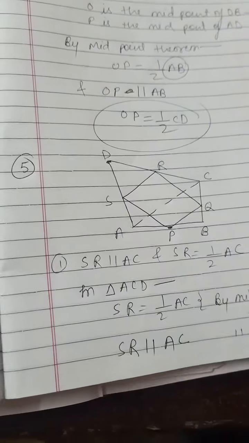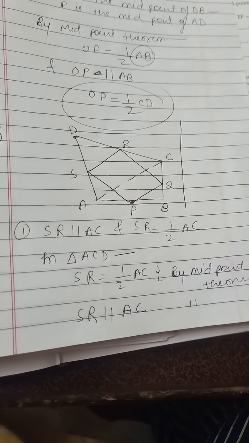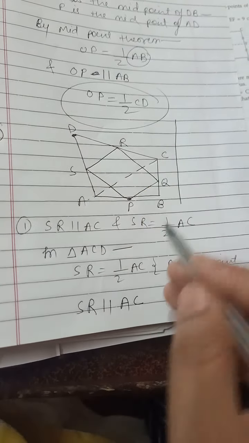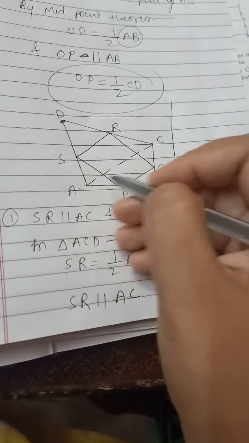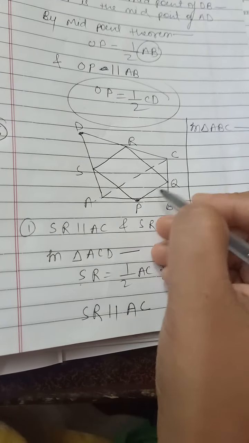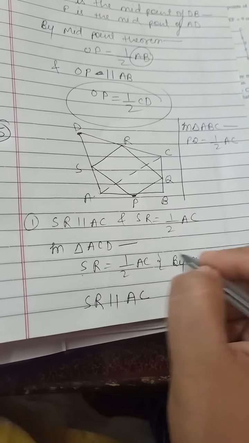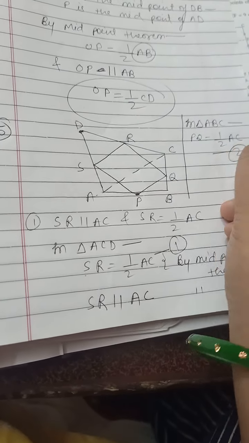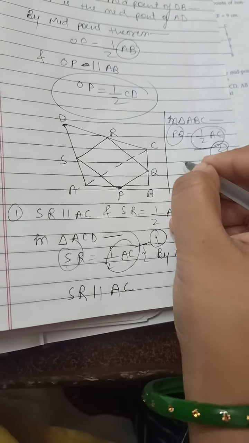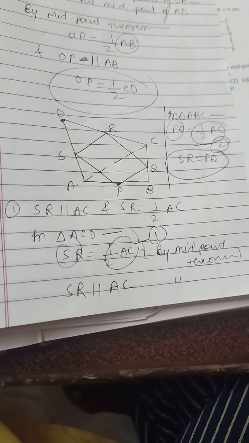The second thing is we have to prove that PQ is equal to SR. How can we prove it? In this triangle we have written that SR is half of AC. Now in triangle ABC, these are the midpoints, so PQ is also half of AC. This is the first equation and this is the second equation. Right sides are equal, so left sides will be equal. SR is equal to PQ. It is proved. The second part is proved.